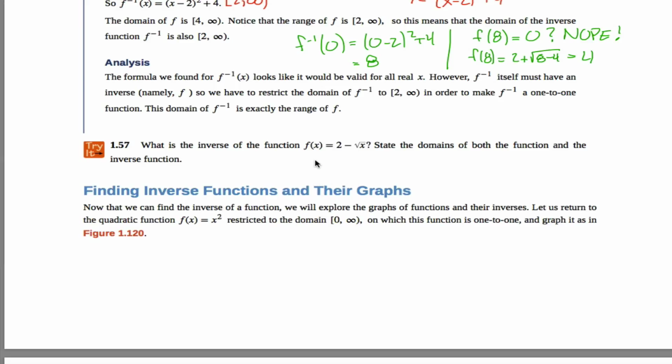So what you can do is start out going at this thing kind of naively. You can say y equals 2 minus the square root of x. And the way I like to do it is now switch my x's and my y's. So I got x equals 2 minus the square root of y. And then solve this thing for y.